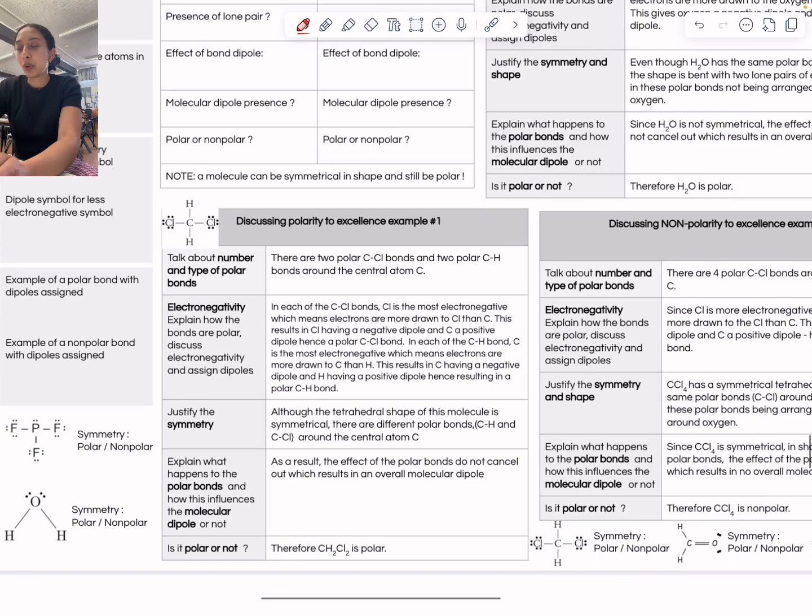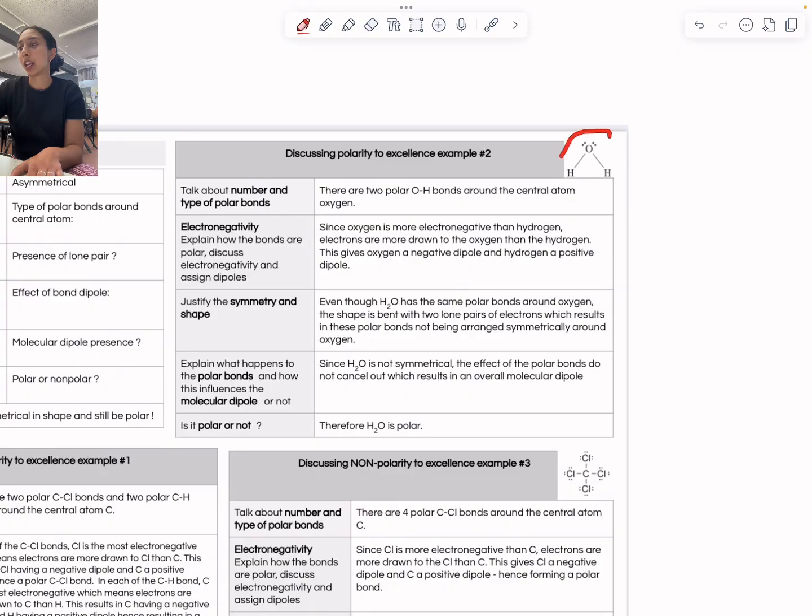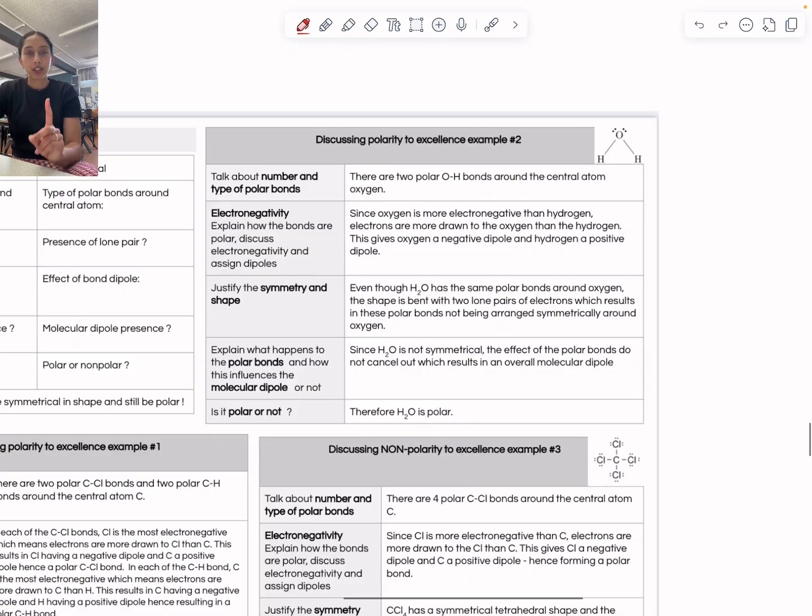All right, so that's an example when you can get a symmetrical shape, but it's still polar as a molecule because of the fact that they have different atoms. Let's look at the next example. We have this molecule here. It probably looks very familiar, but it's because it's H2O. And so first step, always address the polar bonds. There are 2 OH bonds around the central atom oxygen. Since oxygen is more electronegative than hydrogen, electrons are more drawn to the oxygen than the hydrogen. This gives the oxygen a negative dipole and a hydrogen a positive dipole.